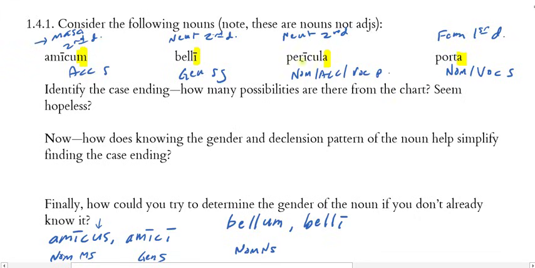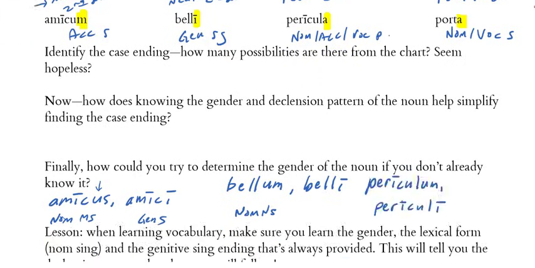What is the lexical form for pericula? If you were to look at your vocab list from the chapter, you're going to find that this is the lexical form. We have periculum and periculi.